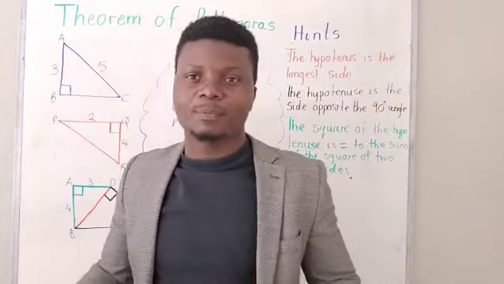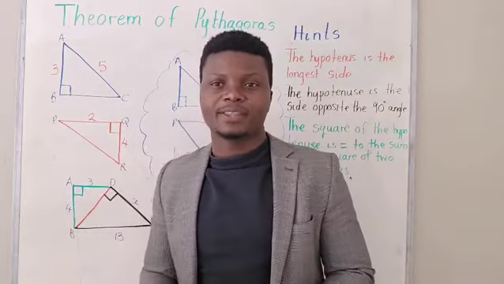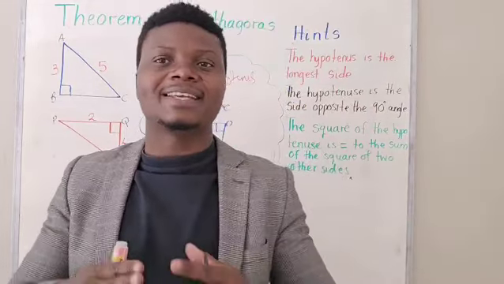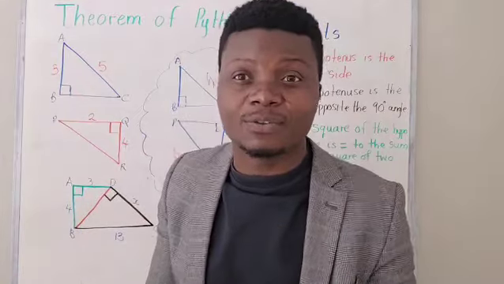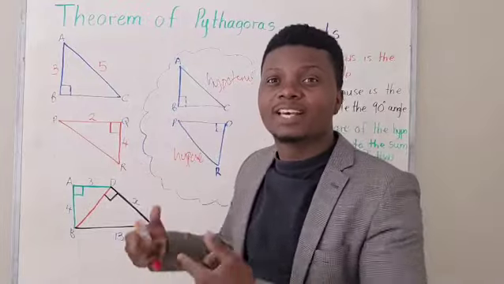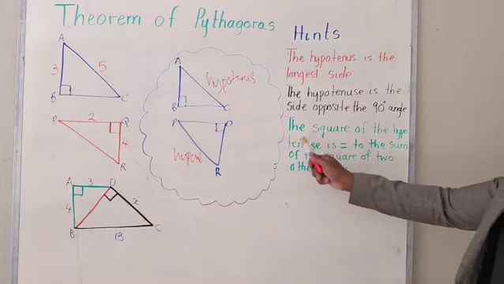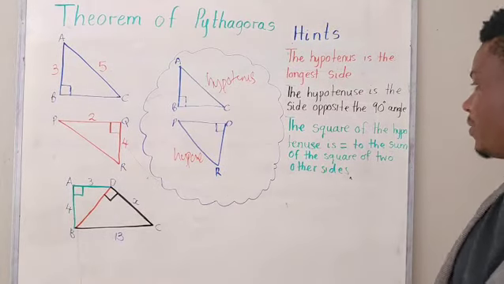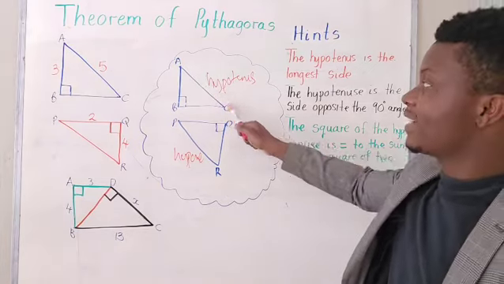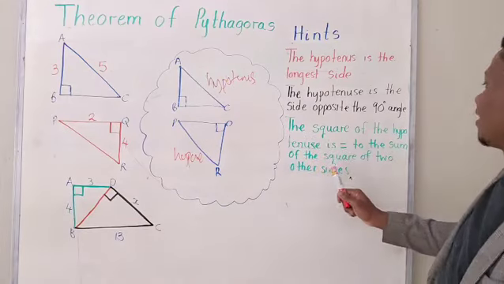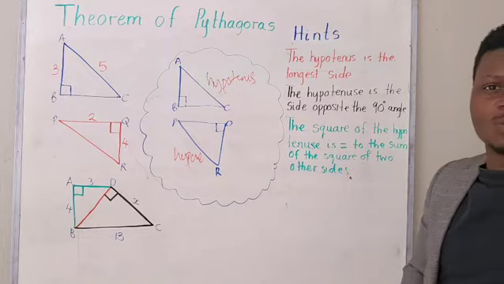And now that we know the properties of a right-angled triangle, let's talk about the Pythagoras Theorem. The Pythagoras Theorem helps us to find the length of a side in a right-angled triangle, provided your triangle is a right-angled triangle. If one side is missing, we can use the Pythagoras theorem. So what does the Pythagoras theorem say? It says the square of the hypotenuse, the longest side, is equal to the sum of the squares of the other two smaller sides.